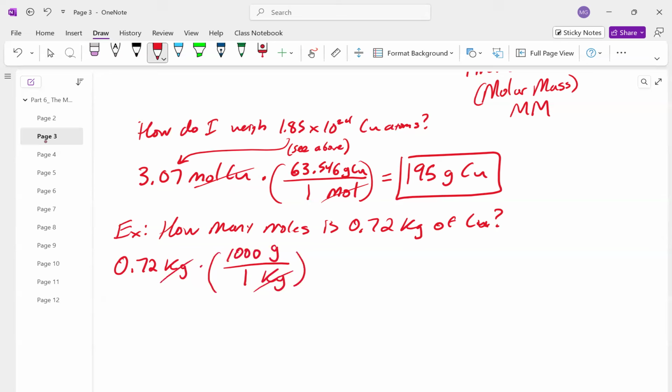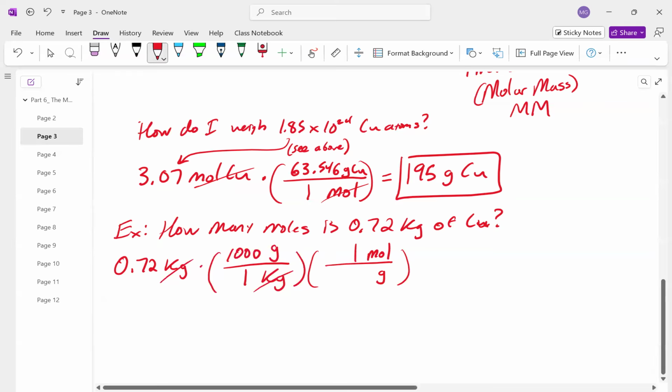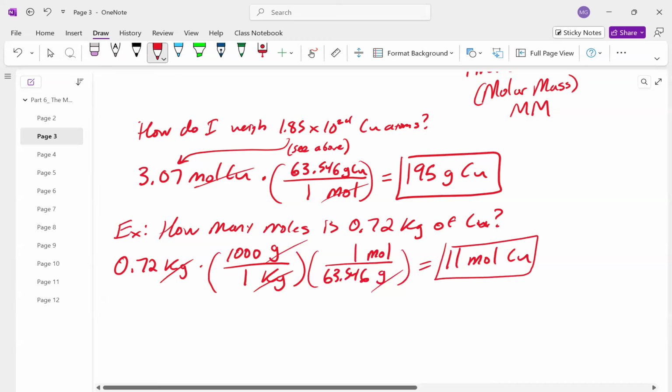Now that I have grams, I can once again use the molar mass. So I look at the periodic table. I want grams to cancel out. Moles will be on top. The periodic table says that 1 mole of copper weighs 63.546 grams. So now grams cancel out. Notice the last unit I'm left with is moles. Using the right significant figures, that is 11 moles of copper.